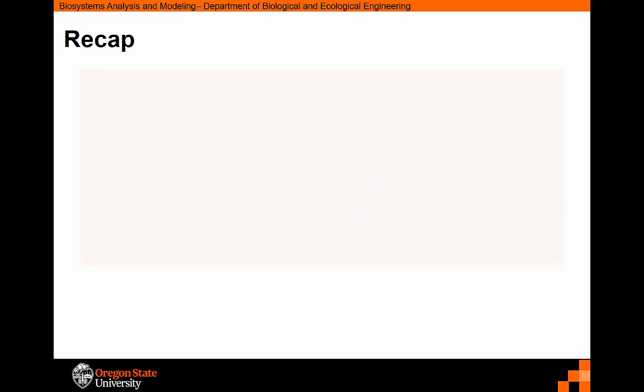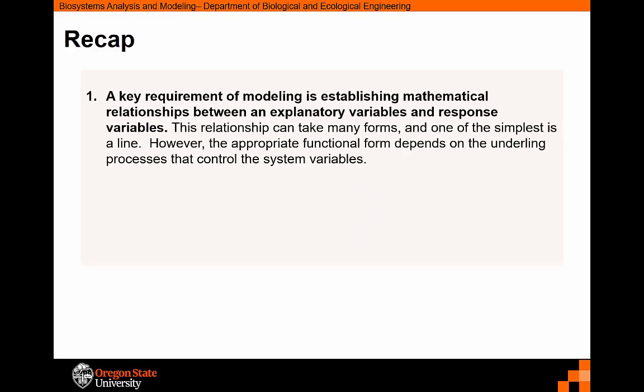So, to recap, a key requirement of modeling is establishing mathematical relationships between an explanatory variable and a response variable. The relationship can take many forms, and one of the simplest is a line. However, the appropriate functional form depends on the underlying processes that control the system variables.